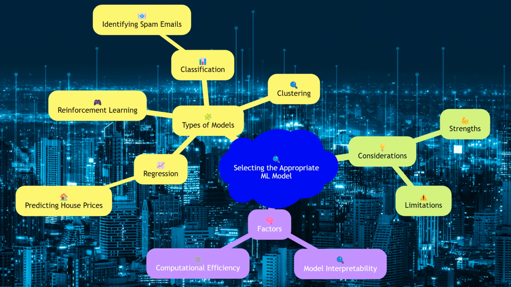Selecting the appropriate ML model is a critical step. Different problems require different types of models, such as regression, classification, clustering, or reinforcement learning. For example, predicting house prices might require a regression model, while identifying spam emails would need a classification model. Understanding the strengths and limitations of various models helps in making an informed choice. Additionally, considering factors like model interpretability and computational efficiency is essential.